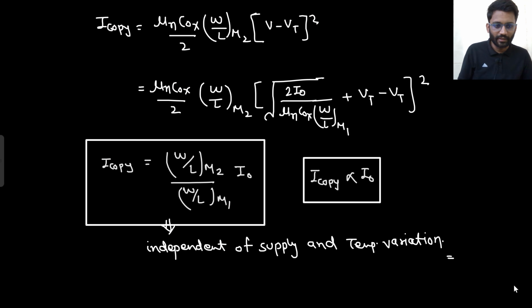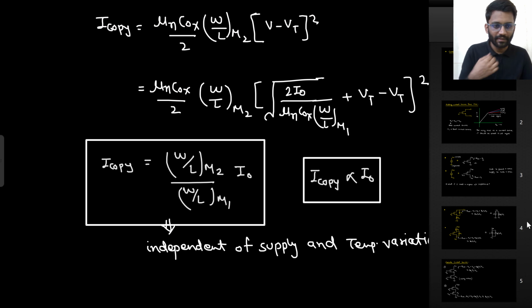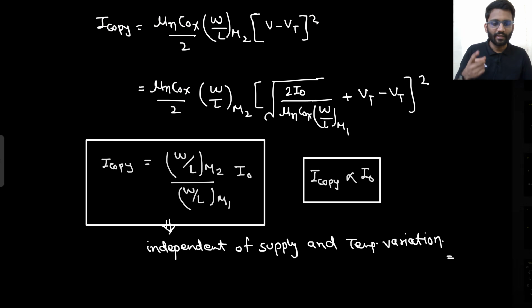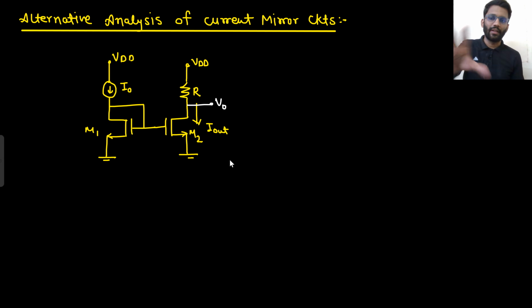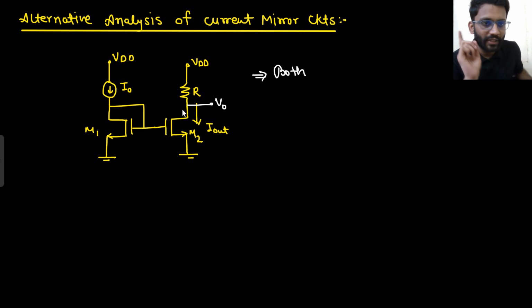Okay, so let's write down the conclusion of the current mirror circuit. We are doing the alternative analysis of the current mirror circuit. Let's assume this is V naught. Now this is a current mirror circuit only when both M1 and M2 are in saturation region. M1 is certainly in saturation region. Why so? Because drain and gate are shorted. We have to make sure that M2 is also working in saturation region.